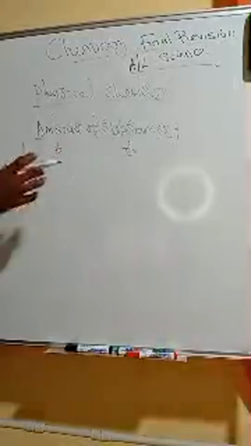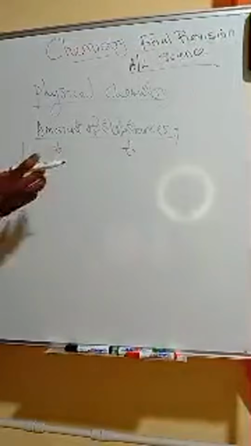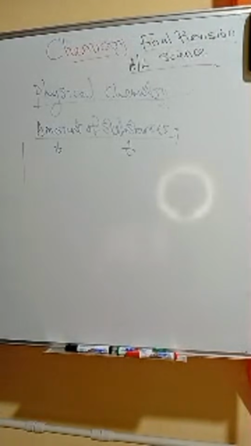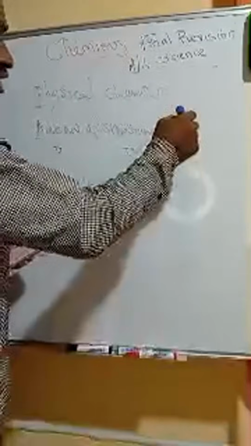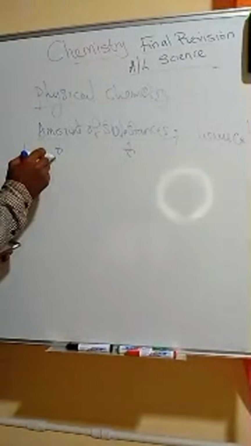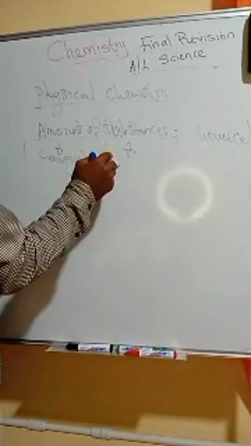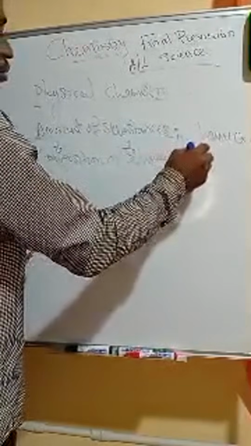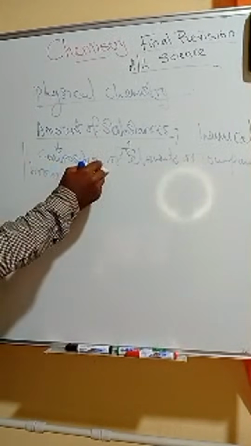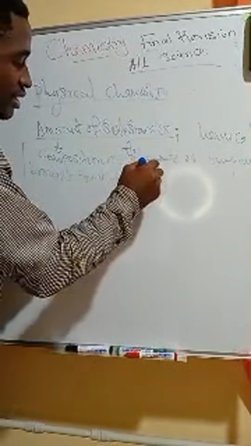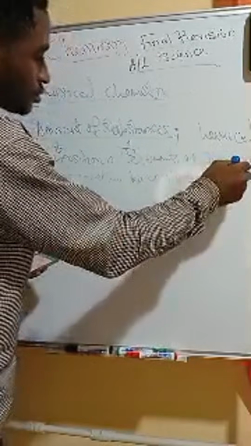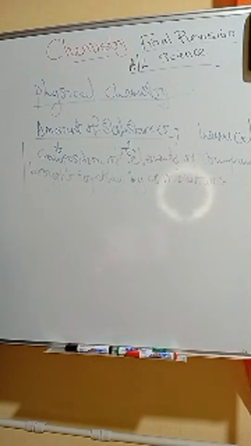So, the amount of a substance here is defined as the chemical composition of elements or compounds brought together by a mixture. That is what we call the amount of a substance.